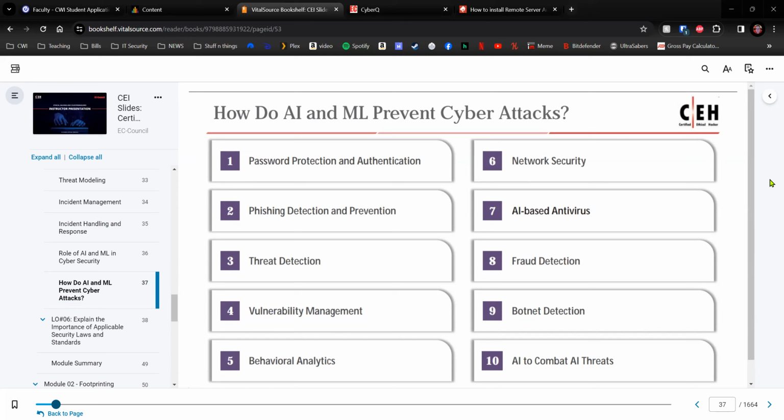That is where I have seen some amazing stuff when it comes to AI and machine learning, because it can analyze things way faster than a person can. And as long as you have some good steps put in there for it, it can see things very quickly. Network security, AI-based antivirus, another area that's really cool. Fraud detection, botnet detection, and AI to combat AI threats.